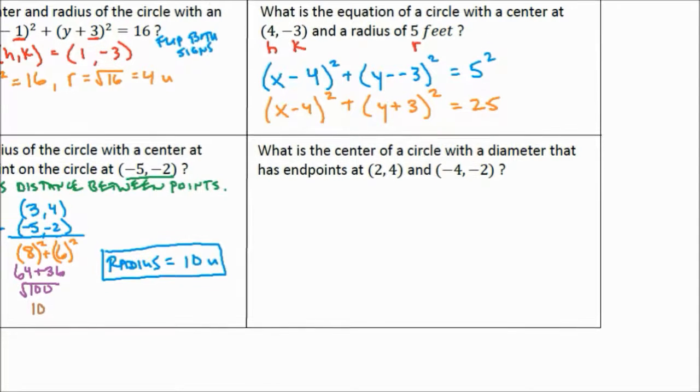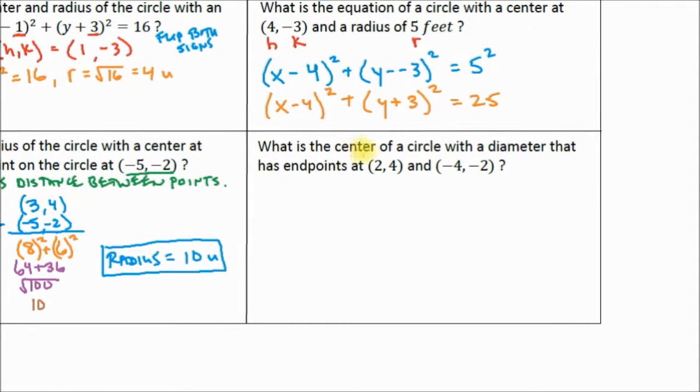Last problem. What is the center of a circle with a diameter that has endpoints at 2, 4, and -4, -2? Well, let's picture this. You guys can see what we're talking about. I'll go ahead and draw a quick coordinate grid here. Let's put an x and a y axis on here. And let's just pretend we're plotting these points. So 2, 4, let's put that somewhere around here.